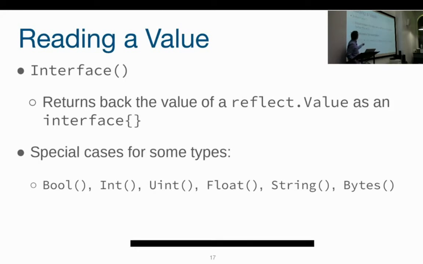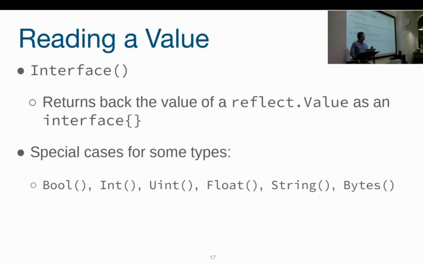The Interface method returns your data as an empty interface type. But the type information that was originally there has been lost. You actually have to cast it back if you want to put it into a variable, just like you do with any empty interface that you come across. And while Interface works for reflect.Values of any kind, there are special case methods that will work for some of the primitive types that are built in. So Bool, Int, Uint, Float, String are built-in special case methods on Value, and you can get those back out directly. There's also a Bytes method that returns a slice of bytes, so if your value is a slice of bytes, it's built in.